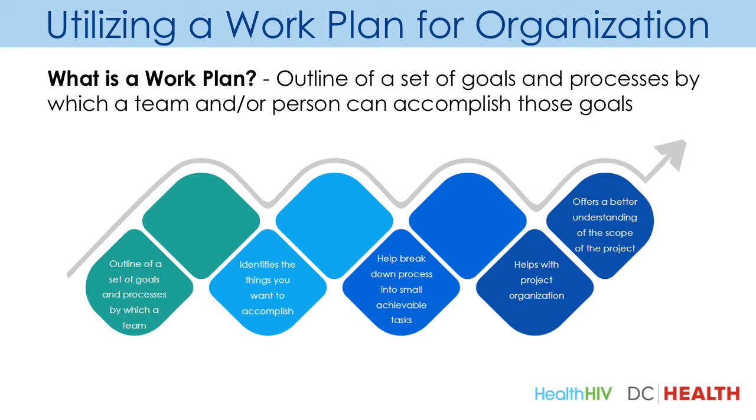It offers the reader a better understanding of the scope of the project while enabling the author of the work plan to better organize information. A key function of the work plan is to provide the writer of the proposal with the opportunity to break down the grant process into smaller, achievable tasks so that it is easier to digest information. It also helps to easily identify any goals that will be accomplished during the project.